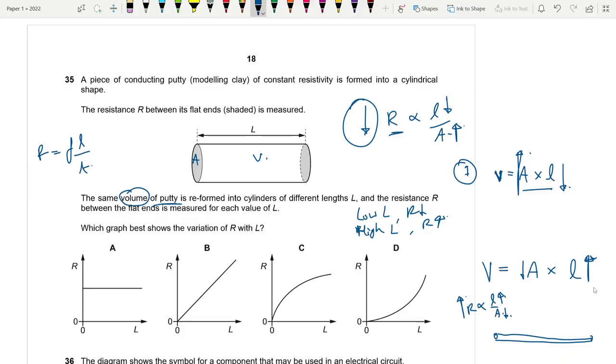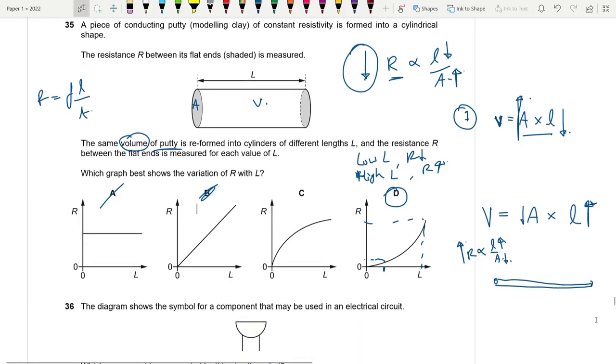So it can't be a straight line. You guys need to understand that. At low length you have low resistance, but at high length you have high resistance. It matches with D. It can't be A because it never remains constant. It's not a straight line relationship. It's between C and D, and D matches the criteria. C is wrong because it's the opposite of what I just tried to explain to you guys.